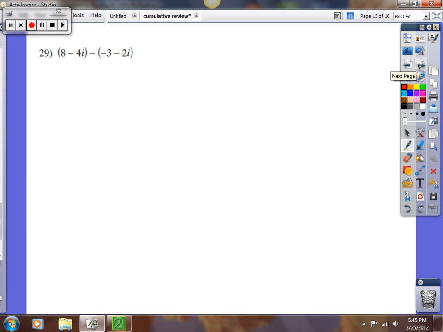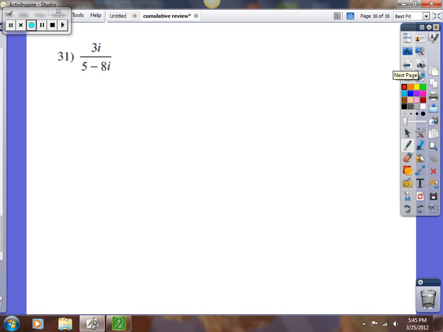29 looks just like a subtraction problem, but we got imaginary numbers. Piece of cake. Take the negative, distribute it to both of them, so it's going to be plus 3 and plus 2i, and then 8 minus 4i. Just combine your like terms. 8 plus 3 is 11, negative 4i plus 2i is negative 2i. Done. That's your answer.